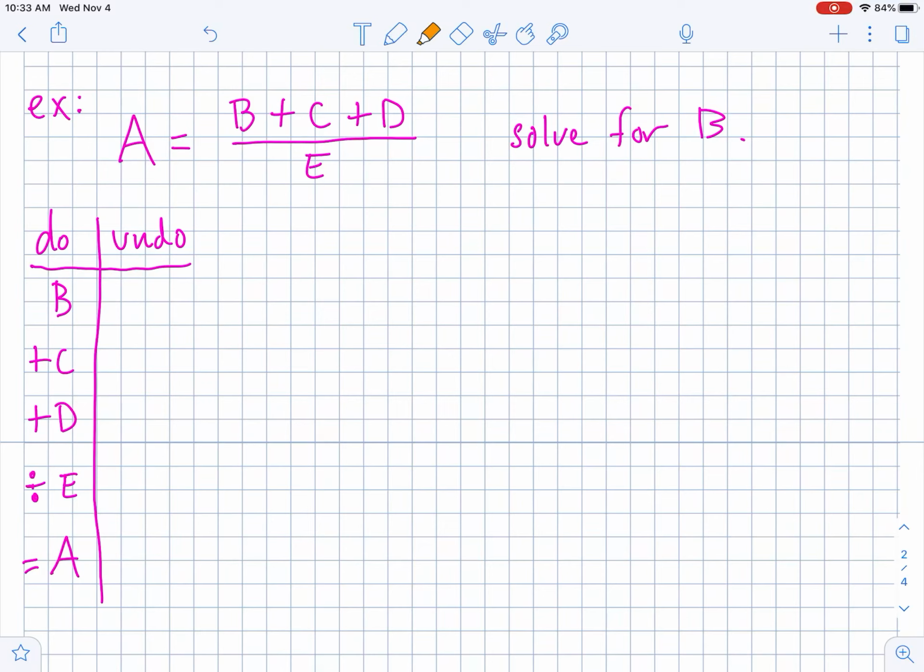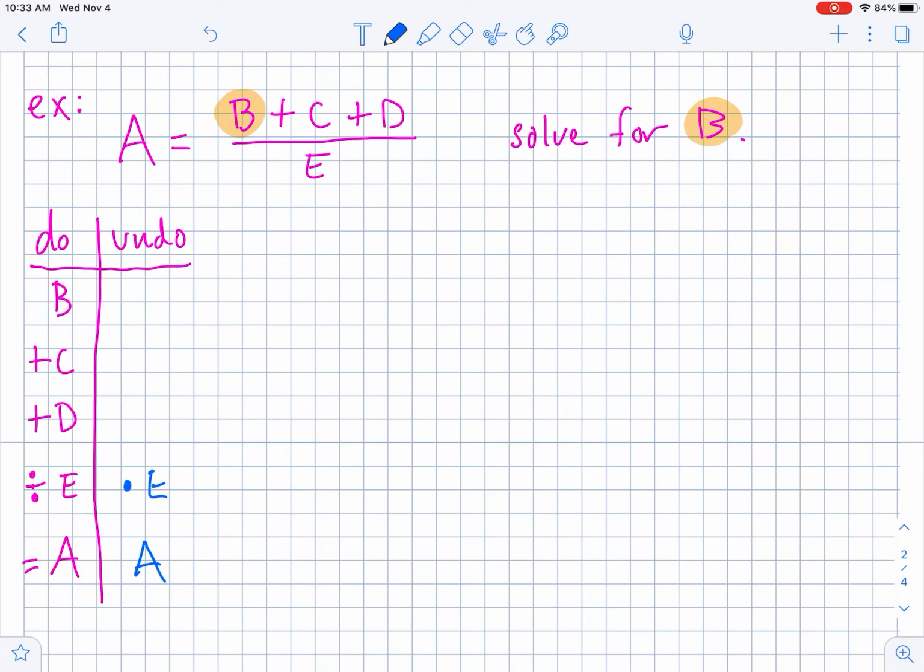Now, you guys, this one's going to be similar to some of your problems in your formative today. So, given this big old equation, we're going to solve for b. So, we got to get b by itself. The first thing that happens to b is you get a plus c, then a plus d, then it divides by e, and then the whole thing is equal to a.